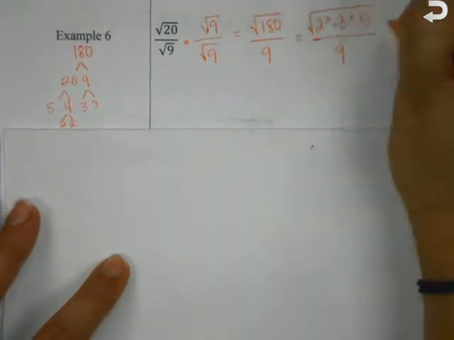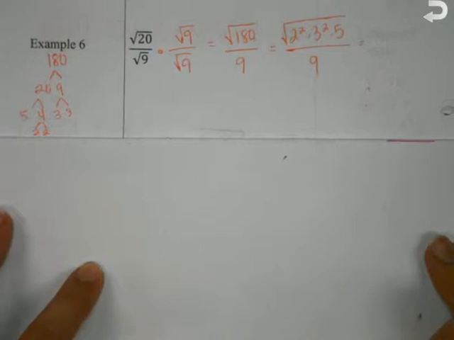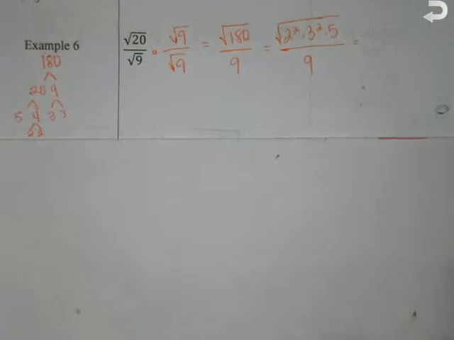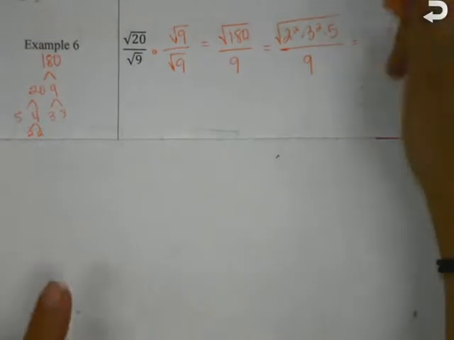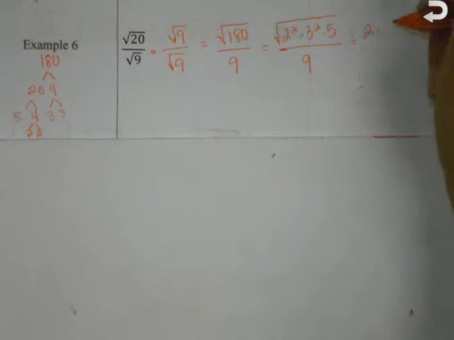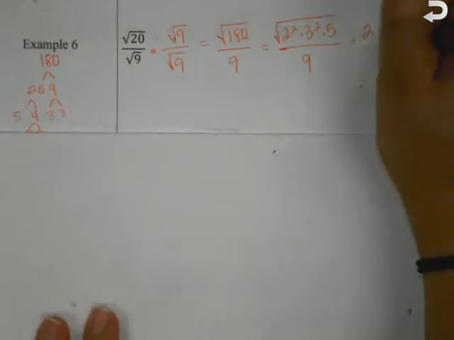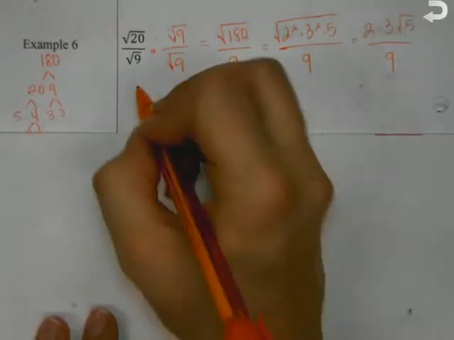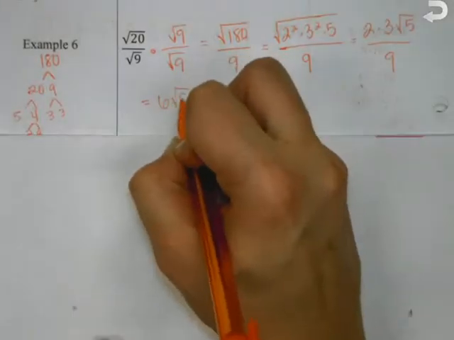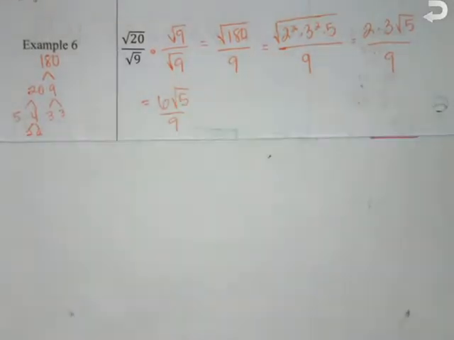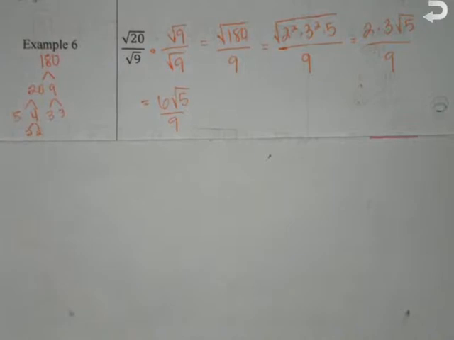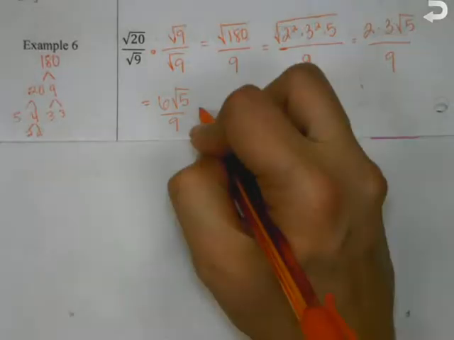Okay, square root of 2 squared is 2 times square root of 3 squared, 3, square root 5, all over 9. So that's going to give me 6 root 5, all over 9. Am I done? Why not? You can reduce. 6 and 9 both reduced by what? 3. By 3. So that's going to give me 2 root 5 over 3.